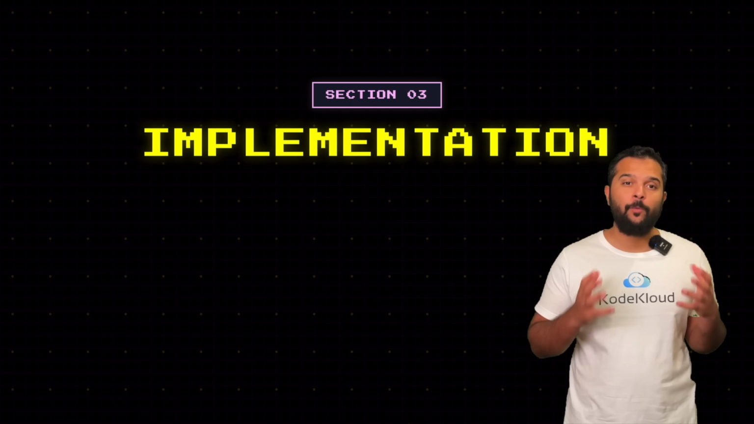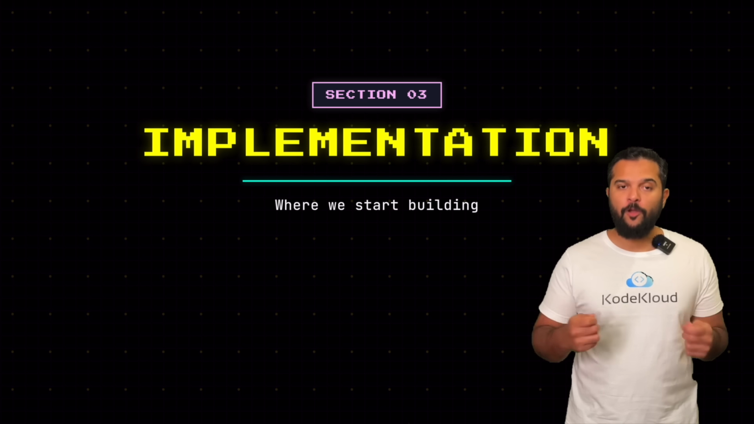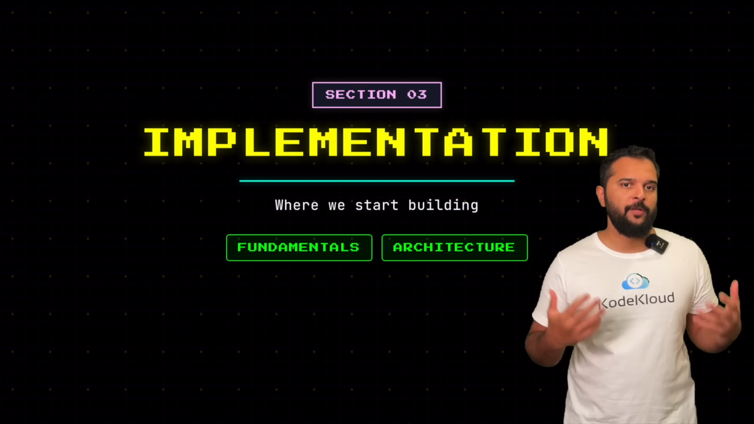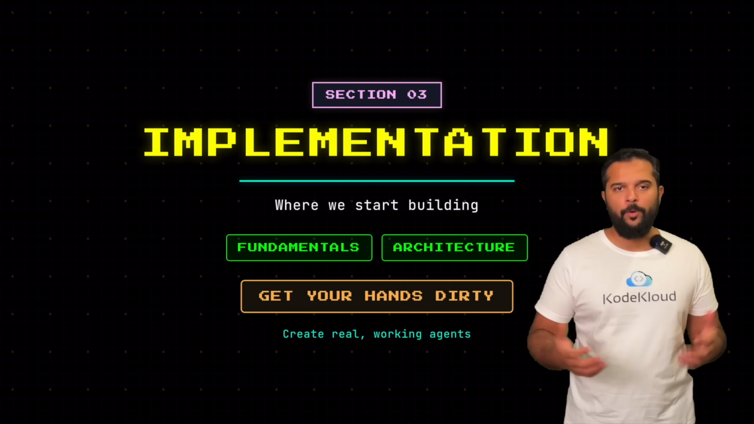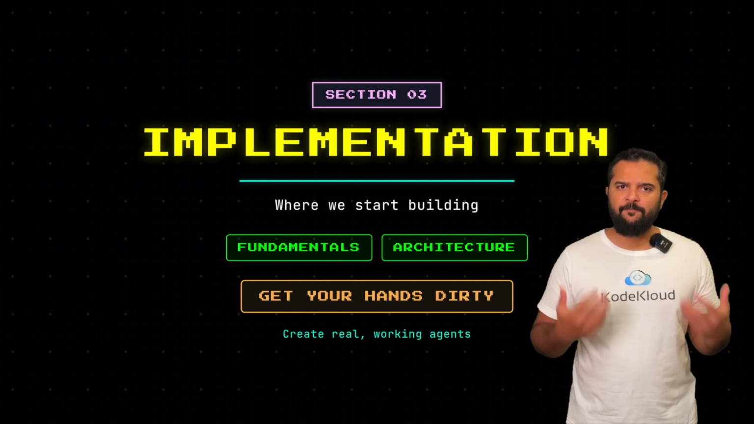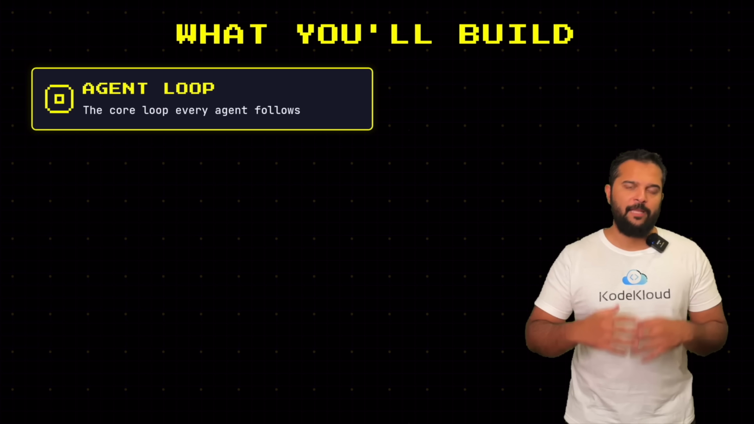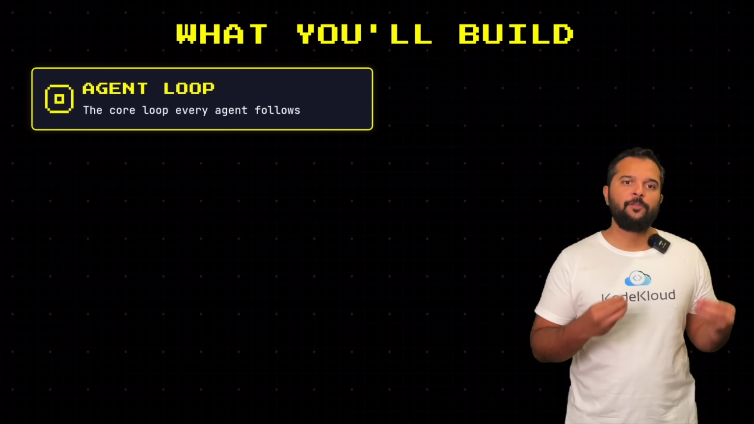Welcome to this section on implementation. So this is where we start building. You've got the fundamentals down. You understand the architecture. Now it's time to get your hands dirty and create real working agents. We'll begin by defining exactly what an agent is and walking through the core loop that every agent follows. Then you'll build your first one.